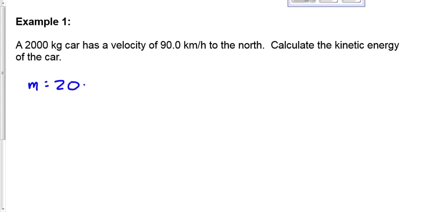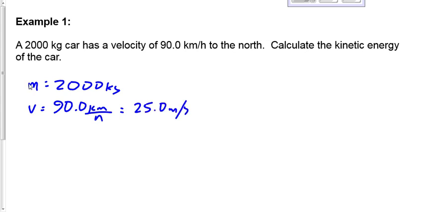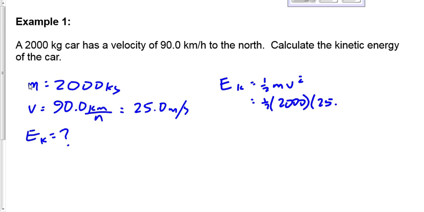We've got a mass of 2,000 kilograms here. We've got a speed, I don't care what direction it is, so I'm just going to write down speed of 90 kilometers per hour. We're going to convert that to meters per second by multiplying by 1,000 and dividing by 3,600. When I do that, I get 25 meters per second. And I'm looking for EK. So I'm going to say EK is equal to 1/2 of mv squared. It's 1/2 of 2,000 times 25.0 squared.